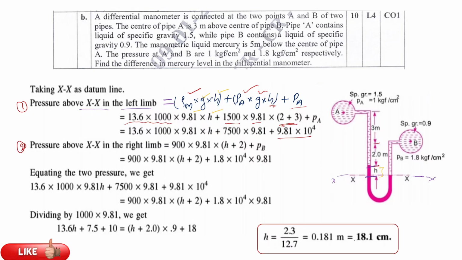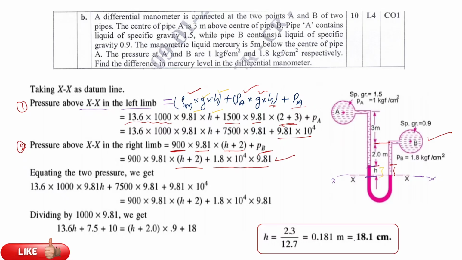Second one is the pressure above the datum line in the right side. The formula is the same, rho g h. This is the density of liquid at point B. This is g and this is height. That means from here to here is 2, then here to here is h. So h plus 2. Then the pressure at B is 1.8 into 10 raised to 4 into 9.81, which is already calculated in step 1.